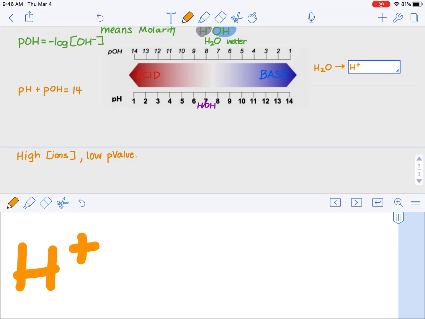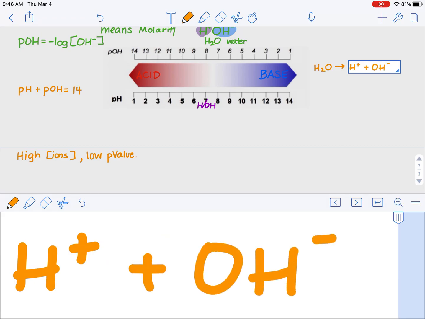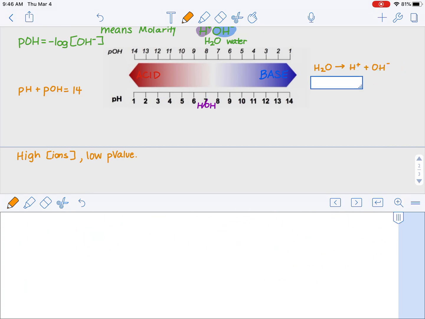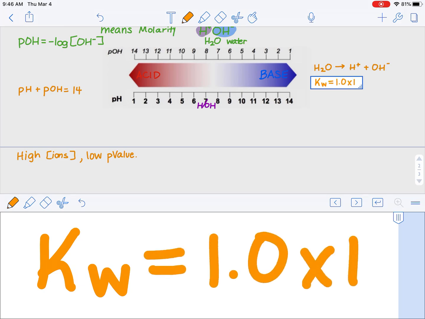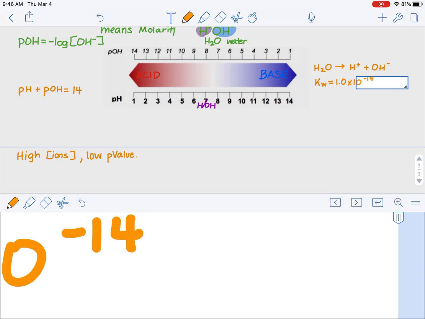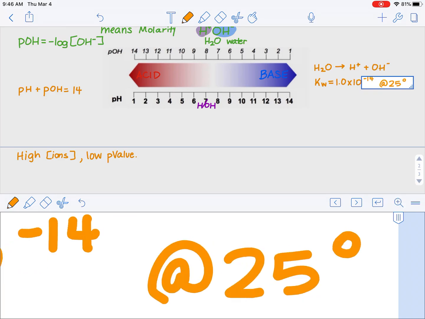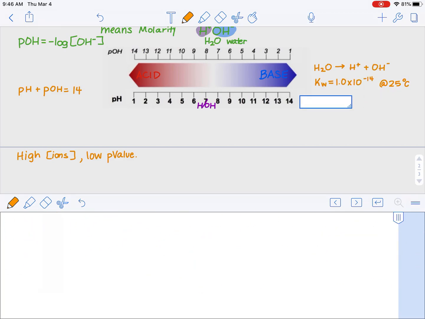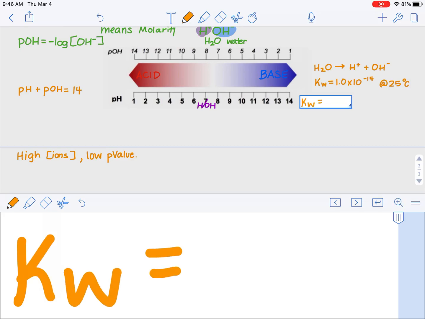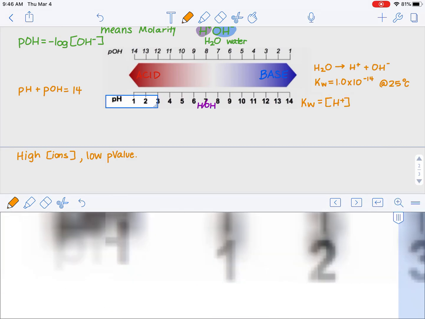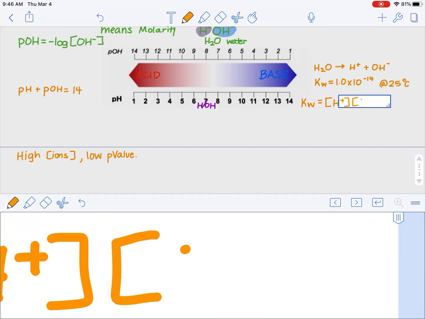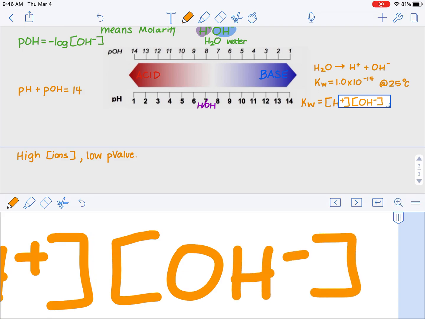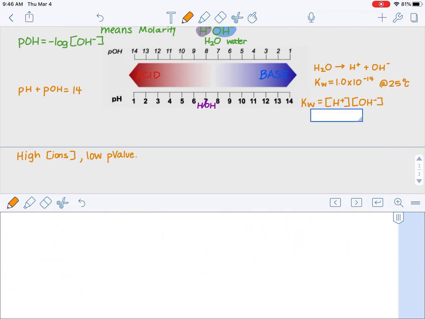Where does that come from? It comes from water. We know that water breaks down into the hydrogen and hydroxide ion. It doesn't do it a lot. It does it to a very small extent, and that's called the Kw. It's equal to 1.0 times 10 to the negative 14th, no unit, at the standard temperature at which chemical reactions are done, that's 25 degrees Celsius. This Kw is telling me what the concentration of each of my ions are in this process.